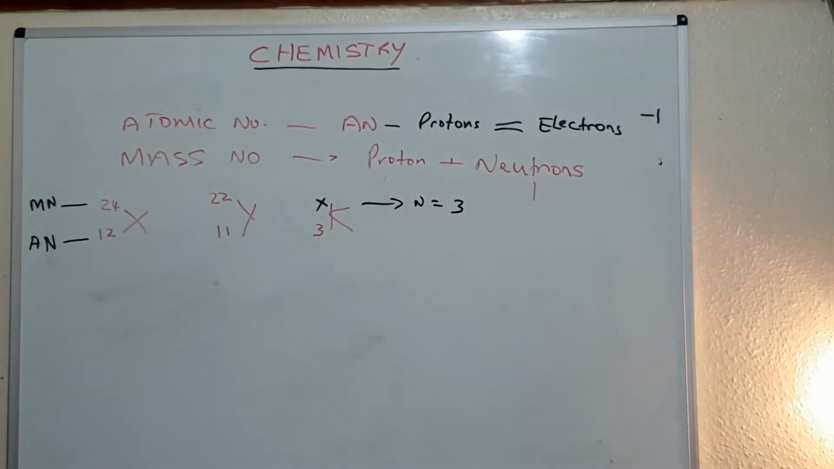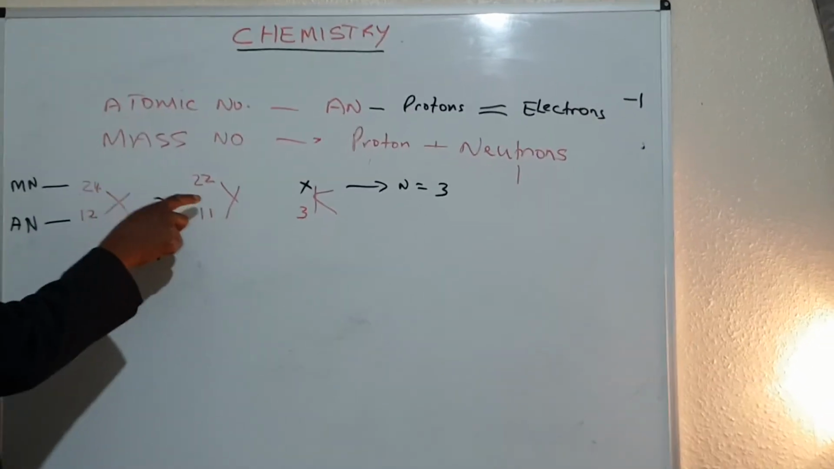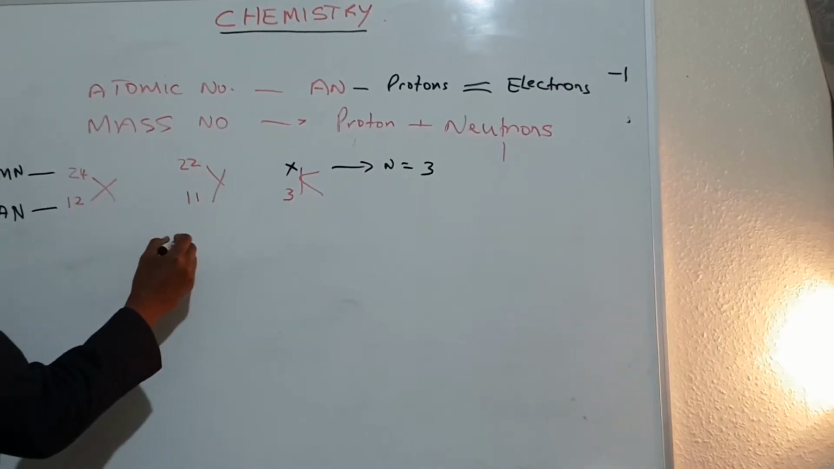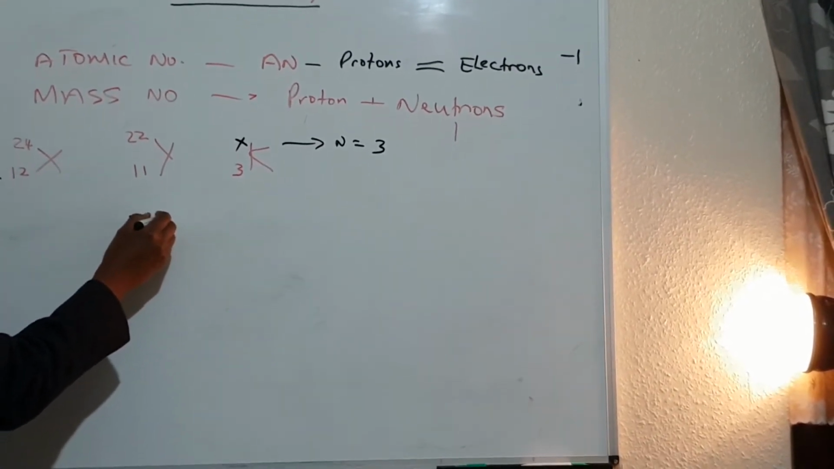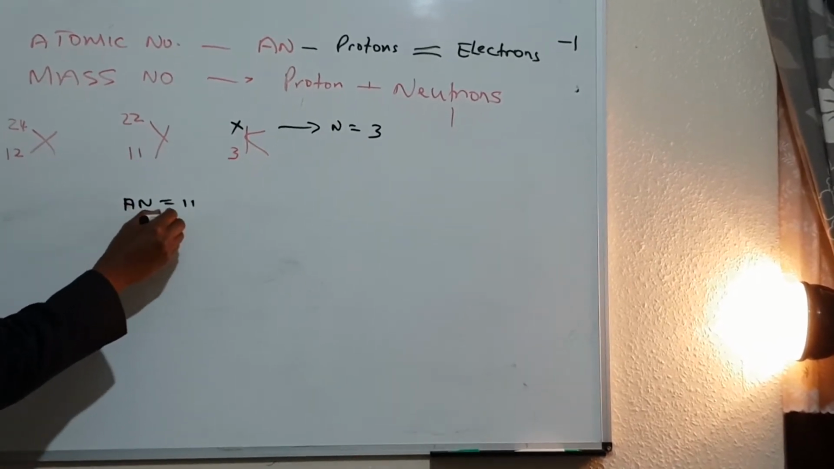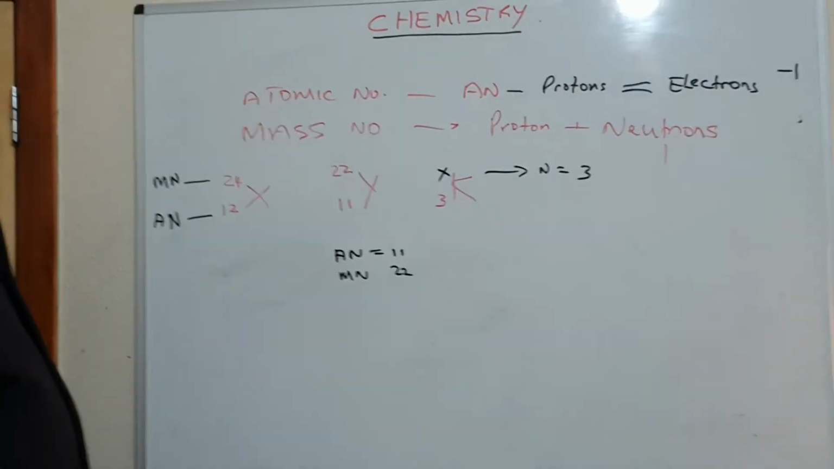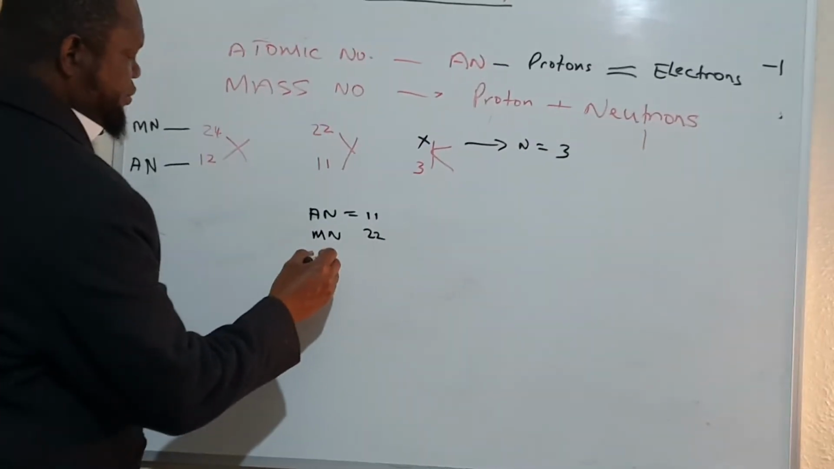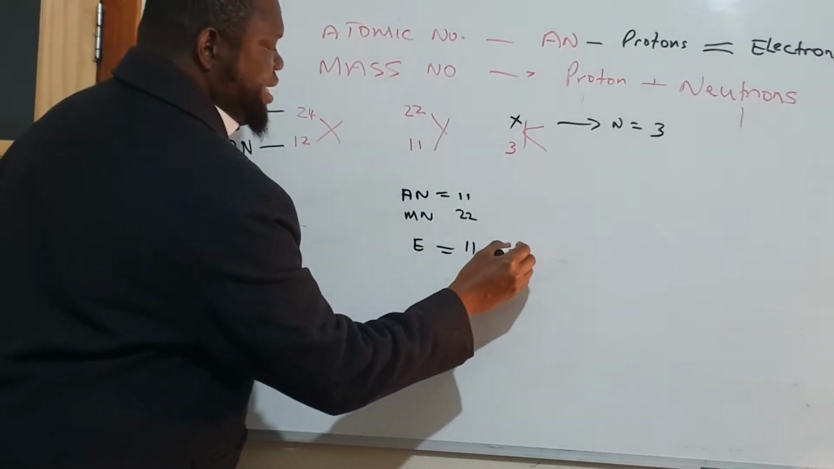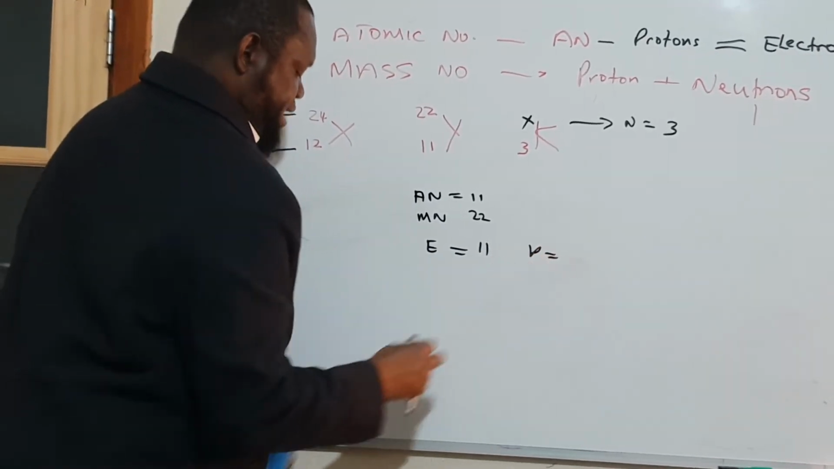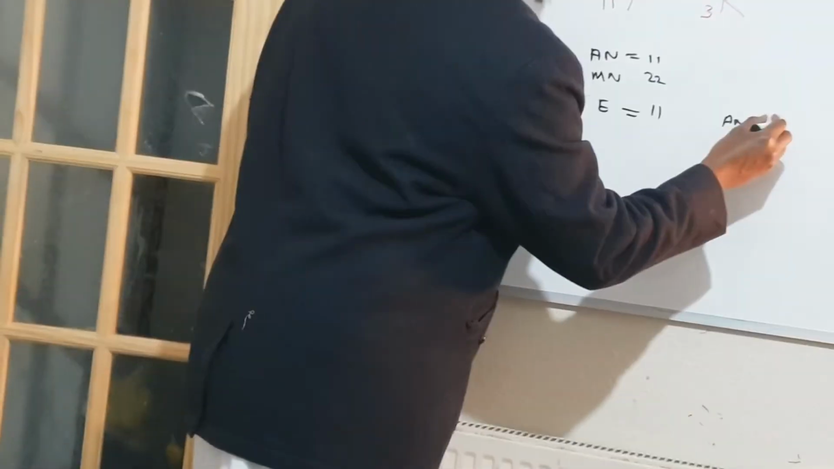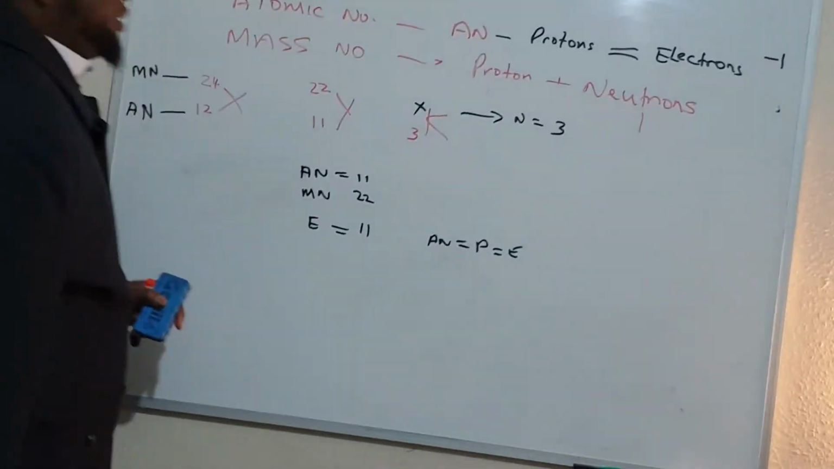Now look at this other one. The atomic number is 11, and the mass number is 22. What about the number of electrons? 11. Why? Same as the atomic number, because the atomic number is equal to the number of protons, which is equal to the number of electrons.